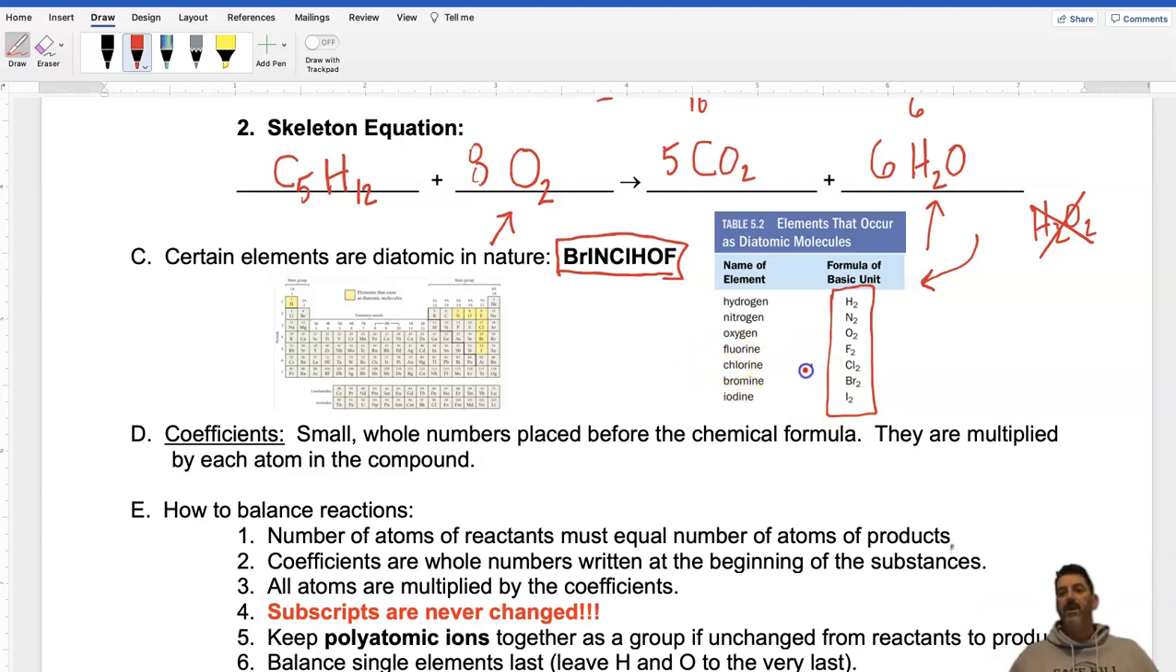Now, if we rearrange these and make a word out of it, it forms this word Brinkelhoff. And it's just a word that sort of sticks in your brain, and it's an easy way to remember those are the 7 diatomic molecules.